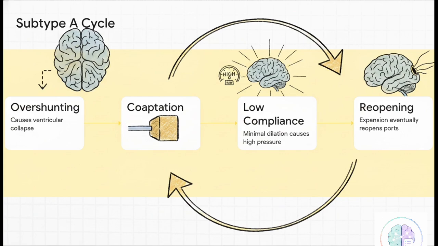Over time, the patient develops low ventricular compliance. What that means is even the tiniest dilation of the ventricles causes this intensely high pressure, which triggers the symptoms. Eventually, that huge pressure expansion forces the walls apart, reopens the inlet ports, resumes the drainage, and starts the whole painful intermittent cycle all over again.